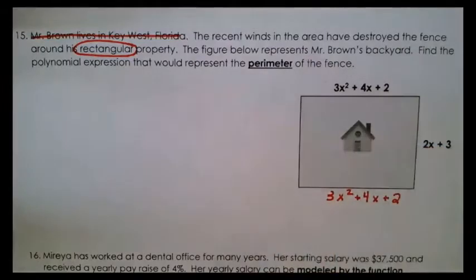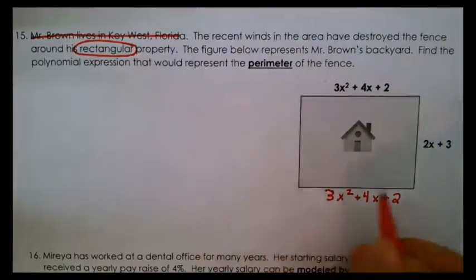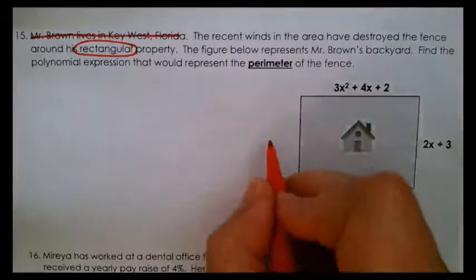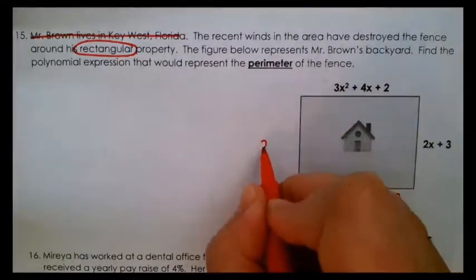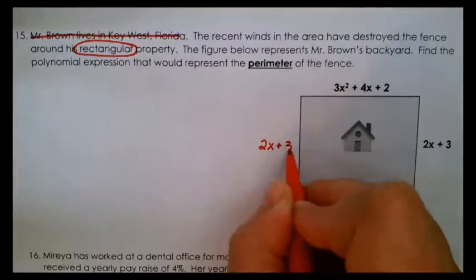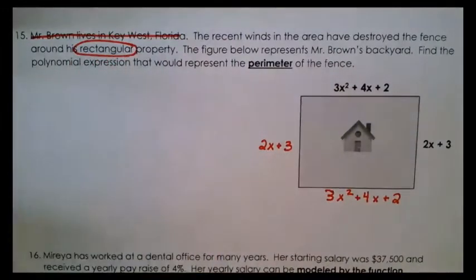Because the top and bottom of a rectangle have the same length. Same thing for the right and the left side. So if this is 2x plus 3, then this is 2x plus 3. That's the only thing I cared about in that sentence.